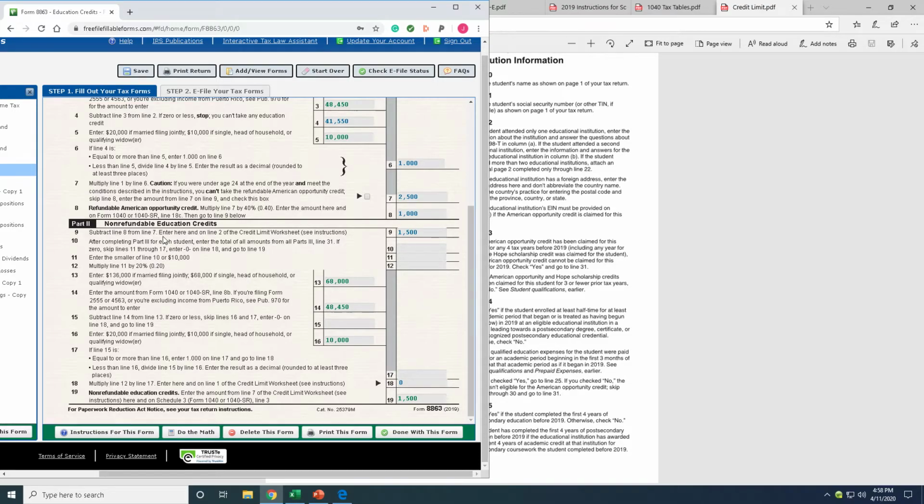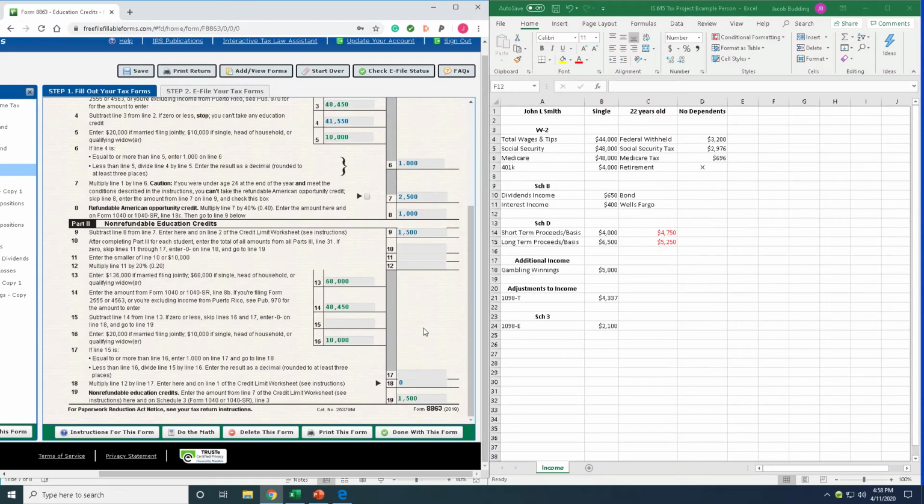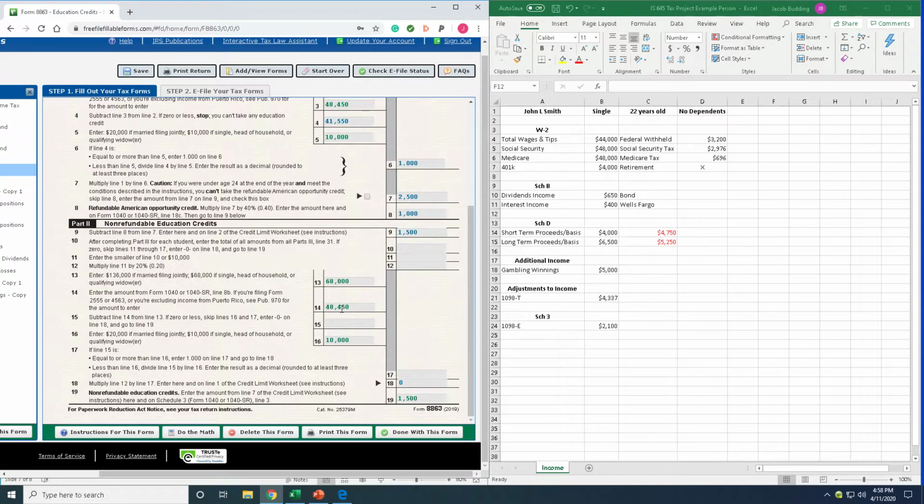So you subtract line 8 from line 7, gives you the 1,500. So this goes on line 2 of your credit limit worksheet, right here. I skipped over this part. This right here is going to be 0, and this is going to be the 1,500. So you add these together, which is 1,500. But to get down to the 0, you just enter the 68,000 if you're single, the amount from line 8B, which we did up here, the 48,450, and the $10,000 if you're single, and you will get 0 right here.